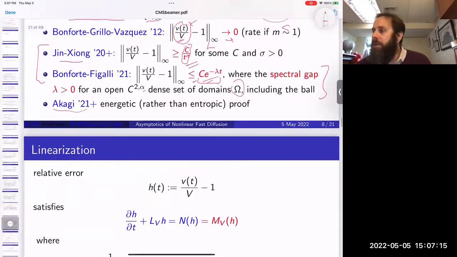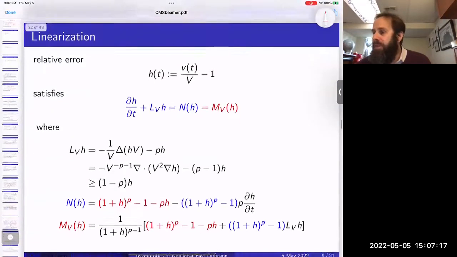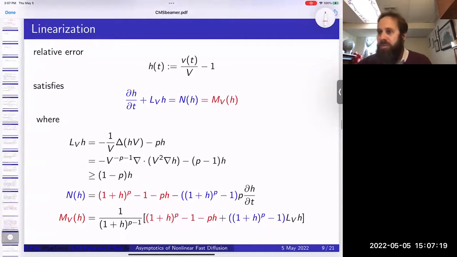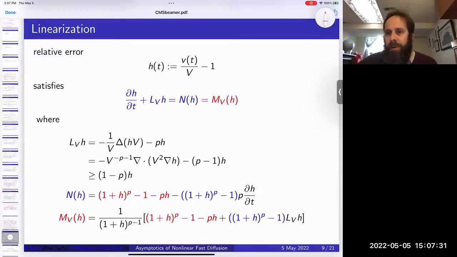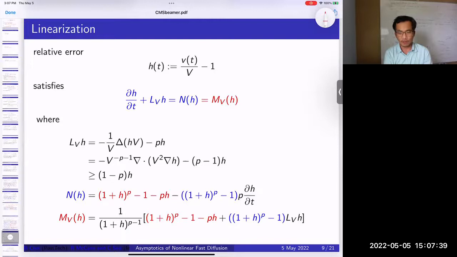So let me describe a little bit how our approach, which is going to be a linearization approach. So we don't use entropy or energy methods, at least not the same way that Bonforte, Figalli, and Akagi use them. Question: all this in a bounded domain, right? All of this is in a bounded domain with Dirichlet lateral boundary conditions and some non-zero integrable initial condition. Is there any other phenomena in unbounded domain?